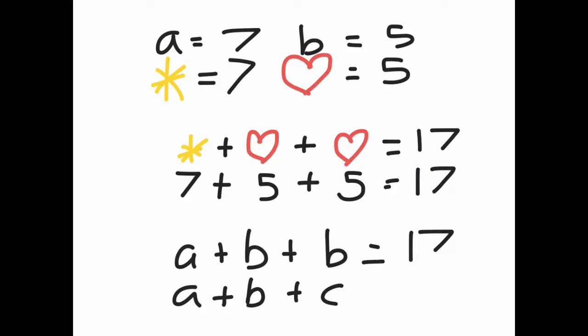Well, the reason for that is, that would mean each letter would represent a different number. So we know A here represents 7. We know the B would equal 5, but that means C can't also be the same as 5. It's got to be a different number.